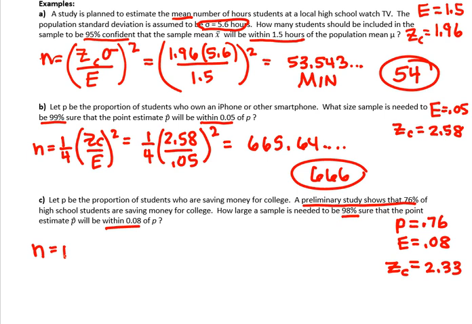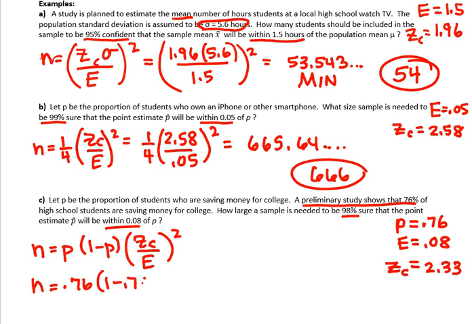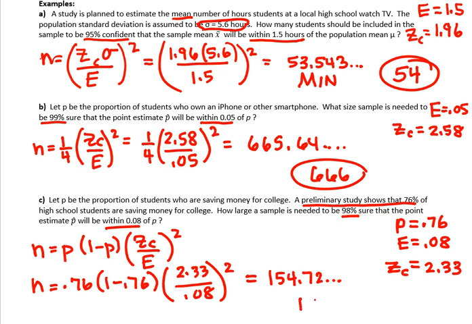Because I have a preliminary estimate, I'm going to use p times 1 minus p times z sub c over the error, squared. So that gives me 0.76 times 1 minus 0.76, times 2.33 over 0.08, squared. I punch this in my calculator. I'm going to end up with 154.72. Again, it doesn't matter what that decimal place thing is. I'm going to round up. Always round up on these because this is a minimum equation, so you can't go any smaller.